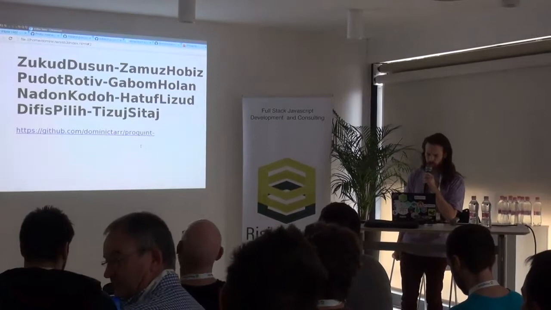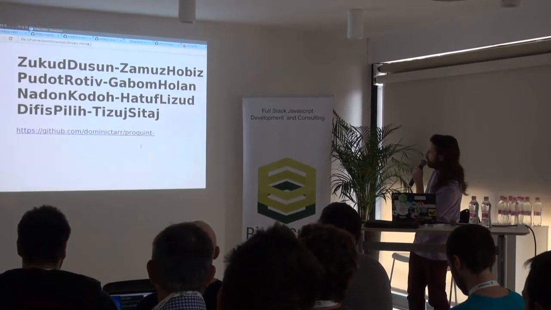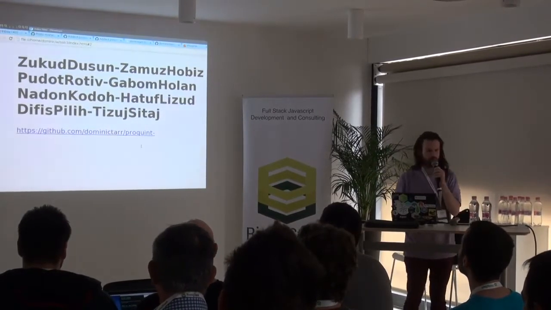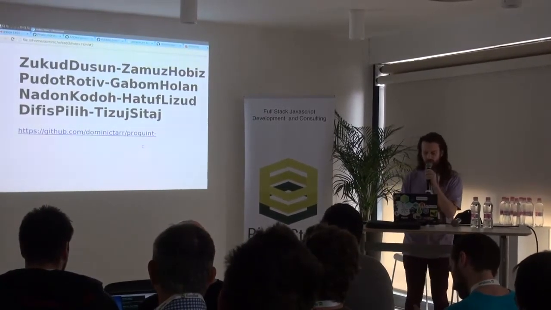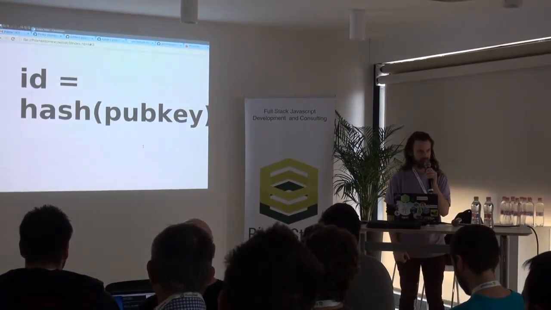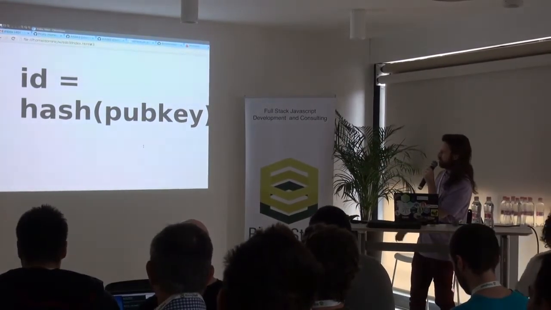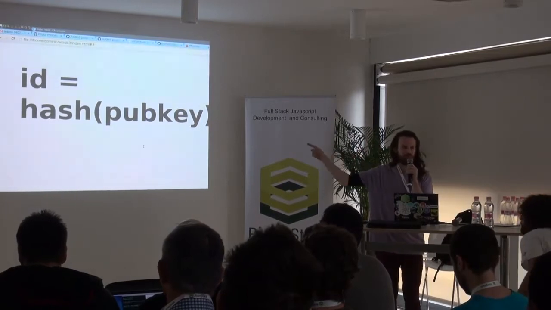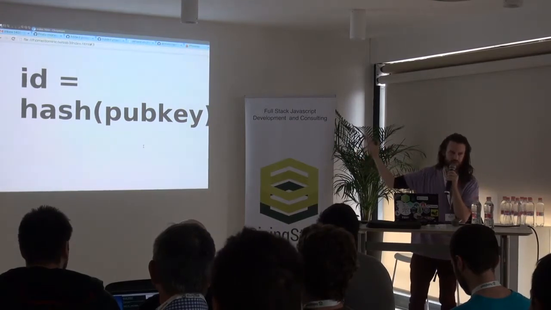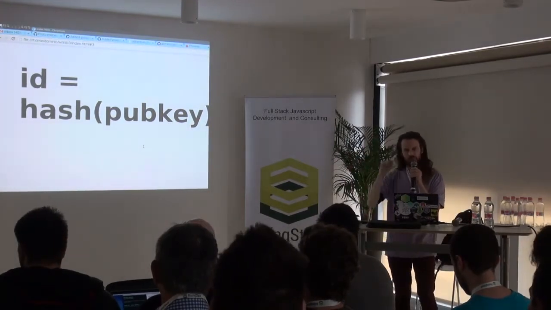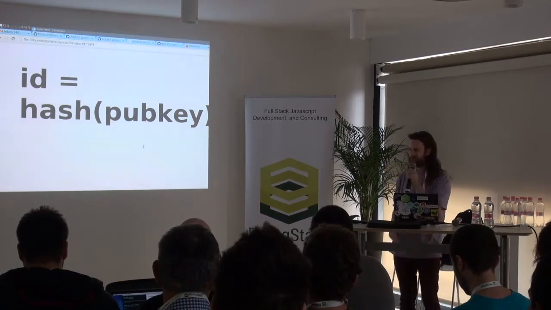to Zuka Dansan Zamaz Hobev Hudot Rotiv Gabon, so on. So this is the ProQuint encoding. That's a pronounceable binary encoding of the hash of my public key. Now, this is a much, much better way to choose a name, because no one else can choose the same name as you, and yet you do not need a registry or anything like that either. So no matter how many people there are who try to make up a name, they can't steal my name, and I can prove that I have it.